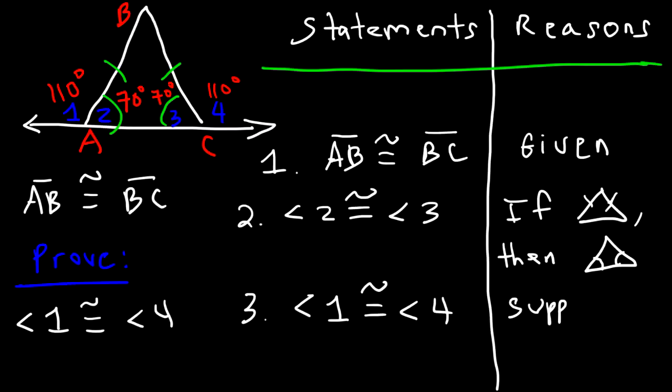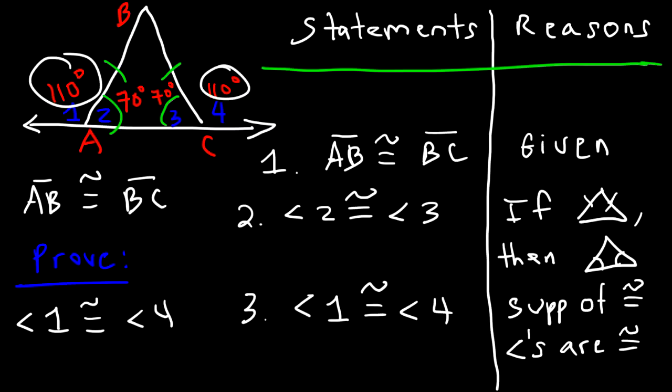Supplements of congruent angles are congruent. So 1 and 4 are the supplements of 2 and 3, and 2 and 3 are congruent to each other. So therefore, 1 and 4 must be congruent to each other. And so that's it for this proof. So now you know how to incorporate the base angle theorem in 2-column proofs.